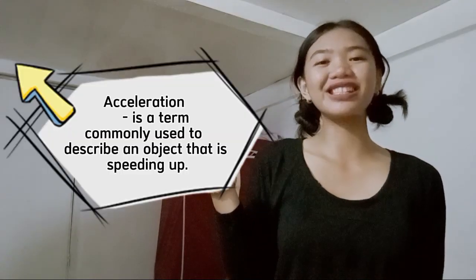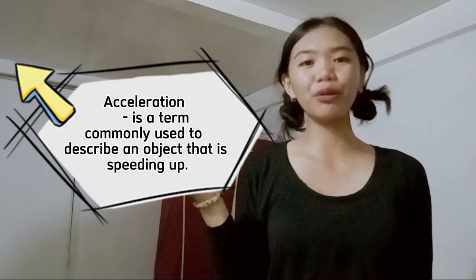So now, let's define what acceleration is. Acceleration is a term commonly used to describe an object that is speeding up. For example, imagine you're riding a bike. At first, you're standing still. When you start pedaling, you begin to move. That's acceleration. The harder you pedal, the more acceleration, which means you're increasing your speed.